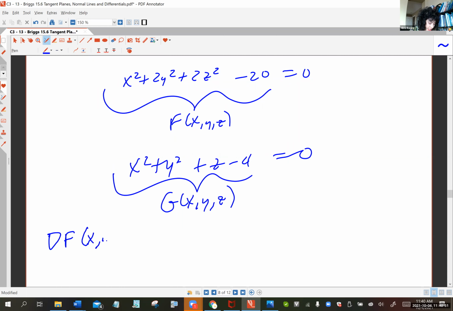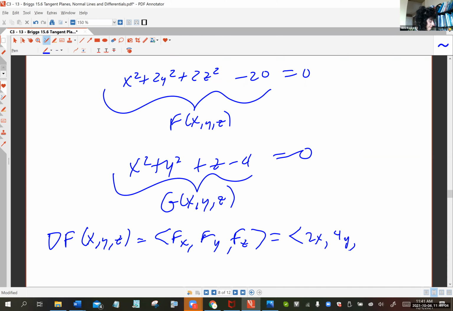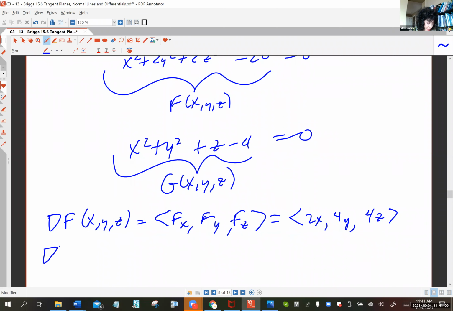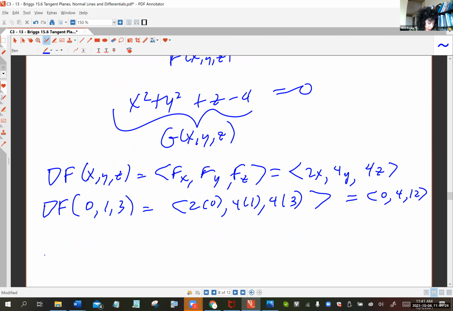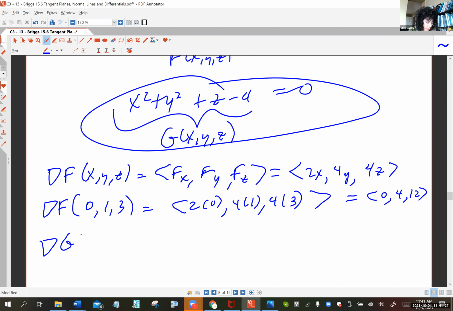Now let's get the gradient for big F. It's just a vector that contains the first partials. It's not that hard. I get (2x, 4y, 4z). And if I evaluate this gradient at the point they gave us with coordinates (0, 1, 3), I'm just going to do some substitution: 2 times 0, 4 times 1, 4 times 3. I get the vector (0, 4, 12). Save that for later.